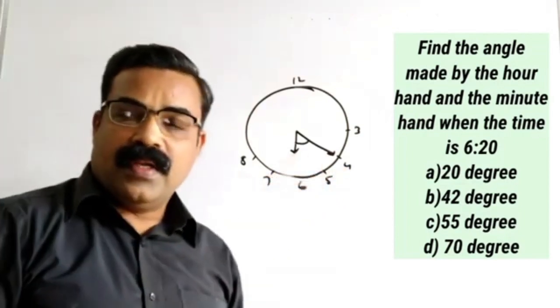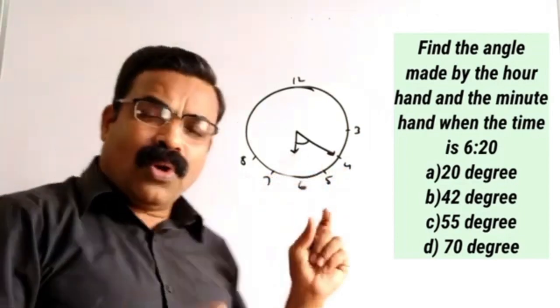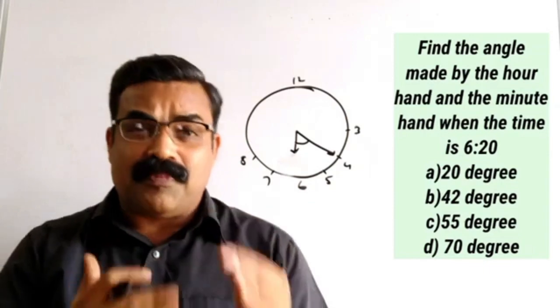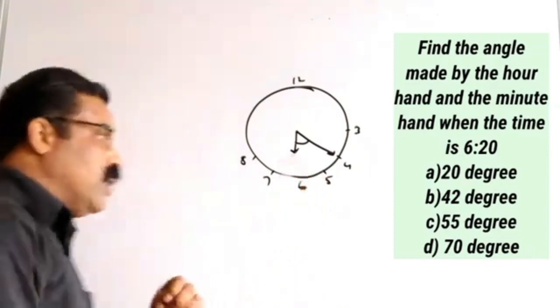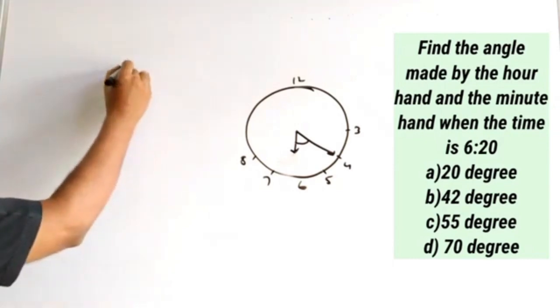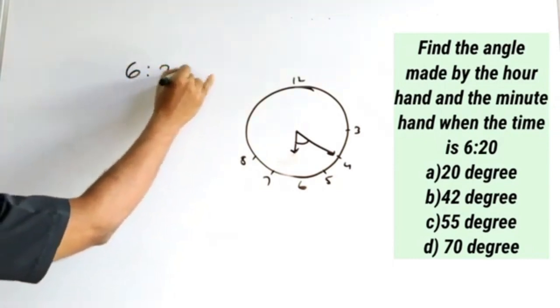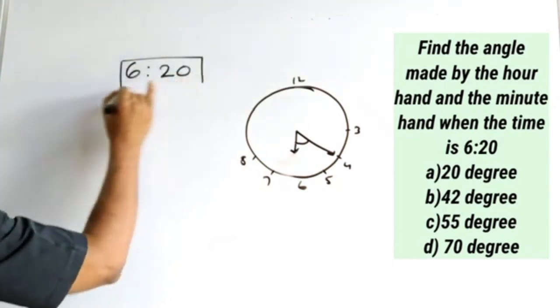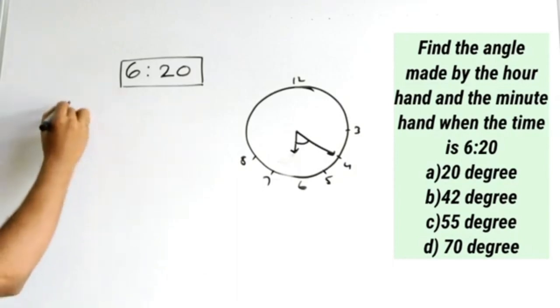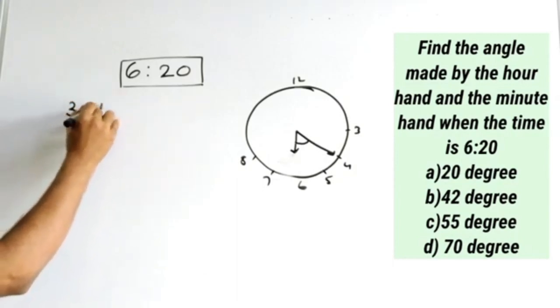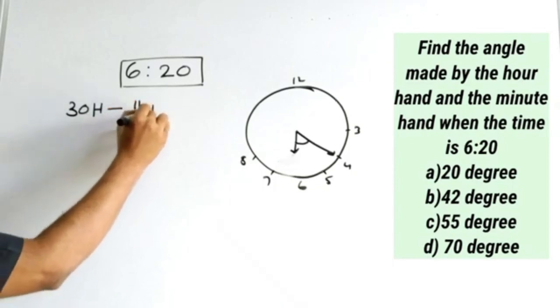6:20 is the time. Every time you need not draw all these things. These are only for explanation. Once you get the time, you can easily find that out. Here, what is the time? 6:20. So I told you we can use either the formula method or the concept building exercise. The formula method is what? The formula method is 30h minus 11 by 2 m.